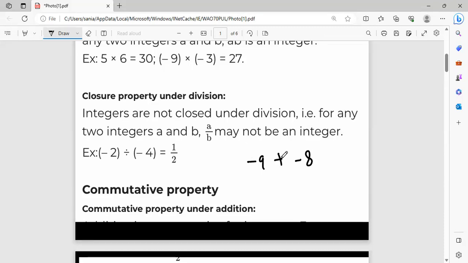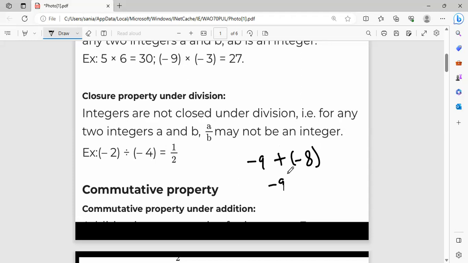integers. But here, the sign in between them will be addition. That means you have to add them. Clear? So it doesn't mean that you always have to remember if it is addition closure property, then the addition sign will be there. Later on, you can solve it.